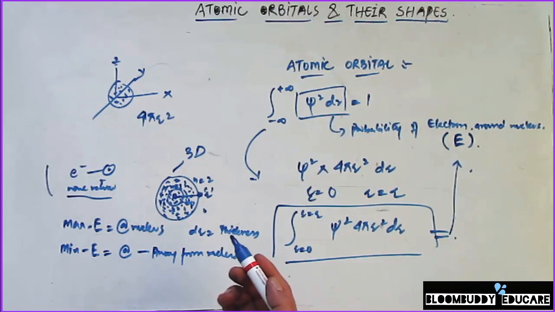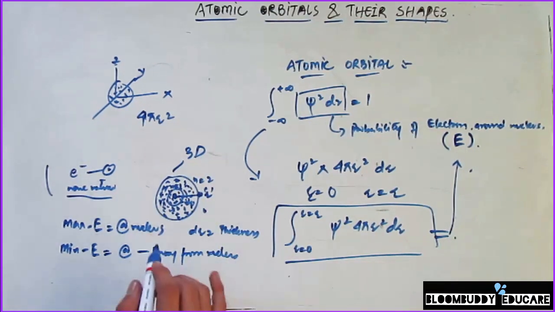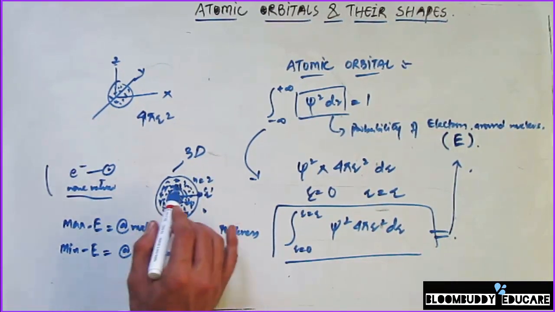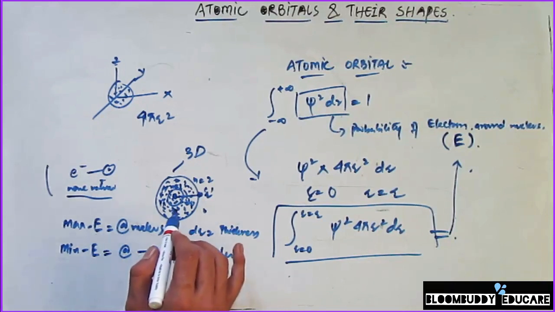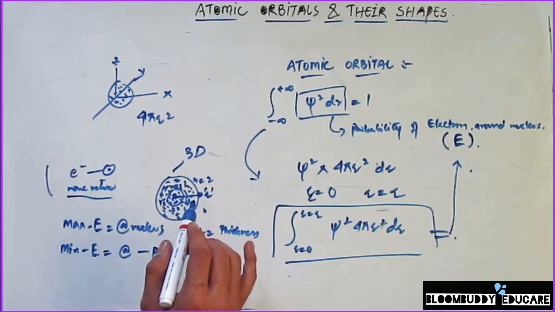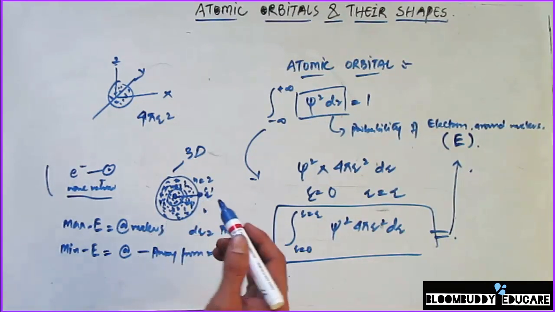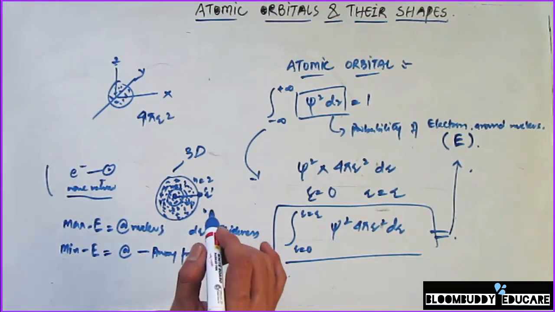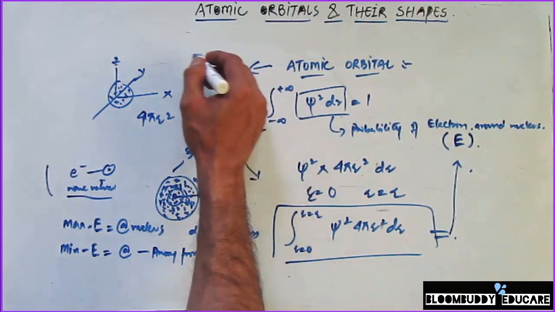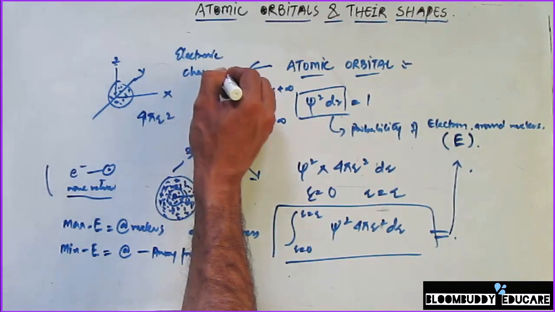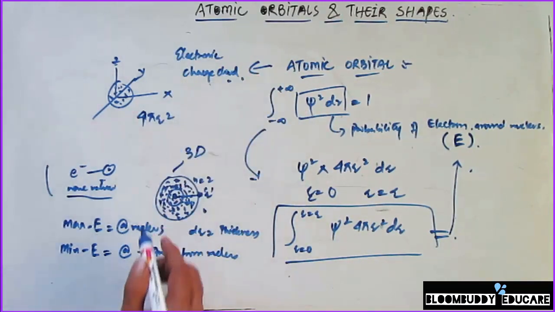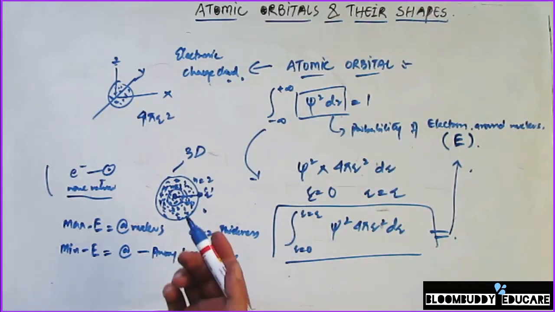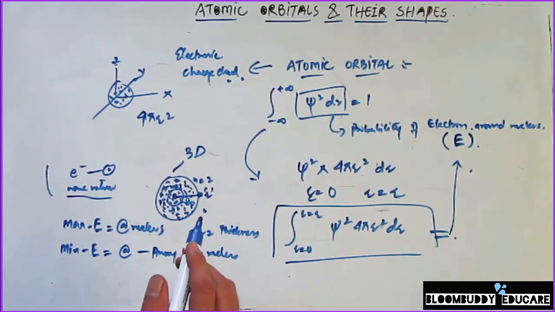a three-dimensional space. So this three-dimensional space, wherein we are trying to find out the electron around the nucleus, this three-dimensional space is always called as the atomic orbital. And what is an atomic orbital? It is basically an electron charge cloud. It's basically an electronic charge cloud, or it is the probability of finding an electron around the nucleus.